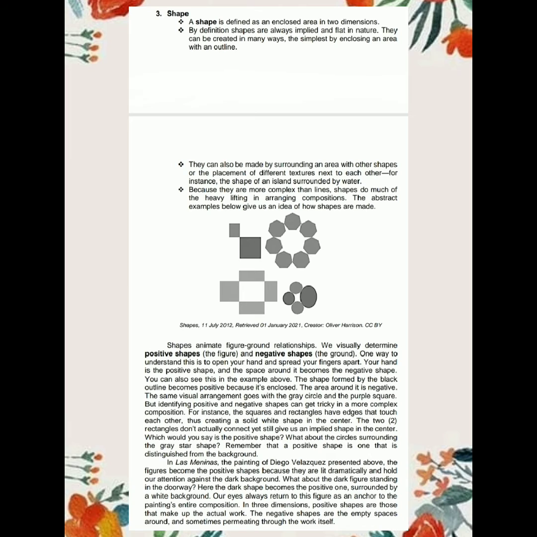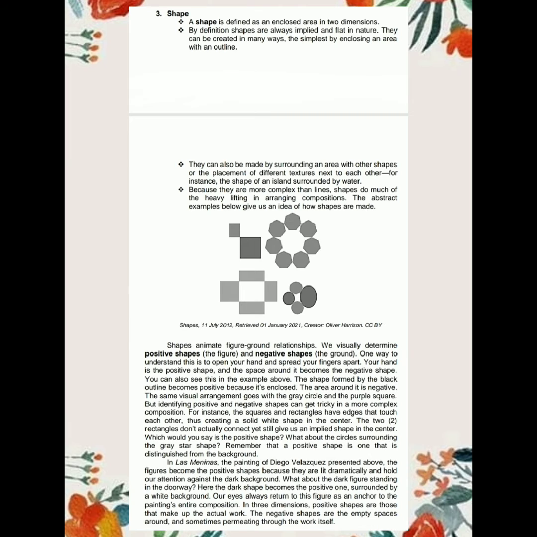First, positive shapes are the shapes of actual objects. An example of this is the steel frame. The workers in the frame act as positive shapes. They are almost in silhouette, and this unites them through color, while the negative shapes are the areas between these objects. For example, the gutters, margins, and the space between columns are all examples of negative space within a graphic design context. One way to understand this is to open your hand and spread your fingers apart. Your hand is the positive shape, and the space around it becomes the negative shape. You can also see this in the example above.